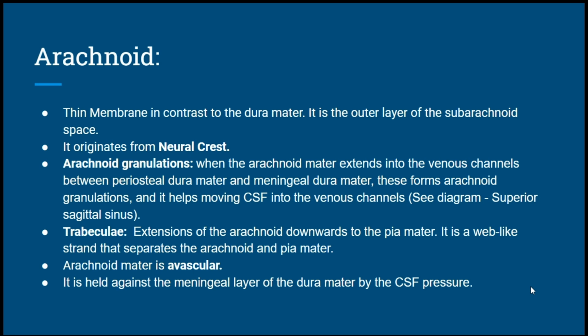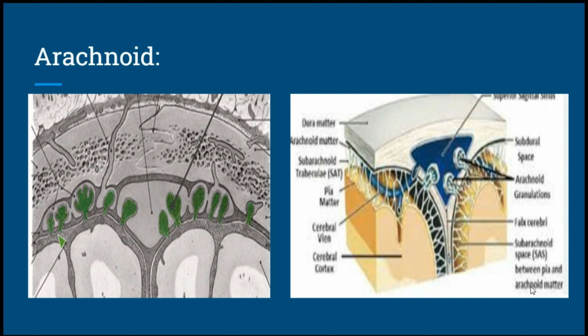So there are two structural considerations here for the arachnoid mater. The very first one is the arachnoid granulation. When the arachnoid mater extends into the venous channels between the periosteal dura mater and the meningeal dura mater, these form the arachnoid granulation, and it helps move the cerebrospinal fluid into the venous channel. So I'm going to go to the next slide to show you what I mean.